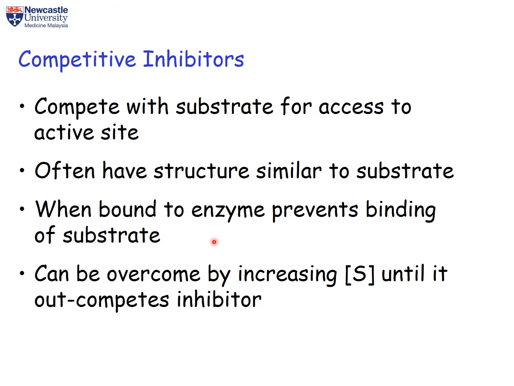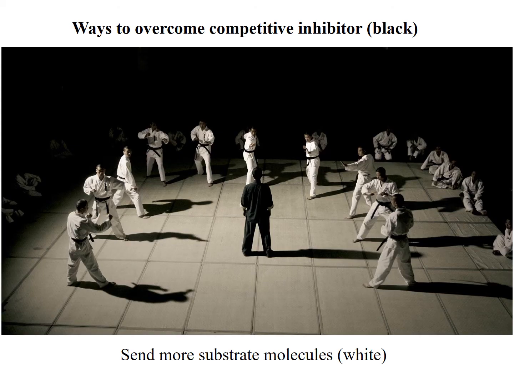However, competitive inhibition can be overcome by increasing the substrate concentration until it outcompetes the inhibitor. And this is how you can overcome the competitive inhibitor, which is the guy in the black shirt, while you do so by sending in more substrate molecules, which are the guys in white shirts.